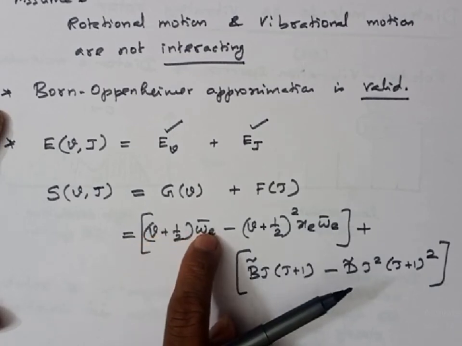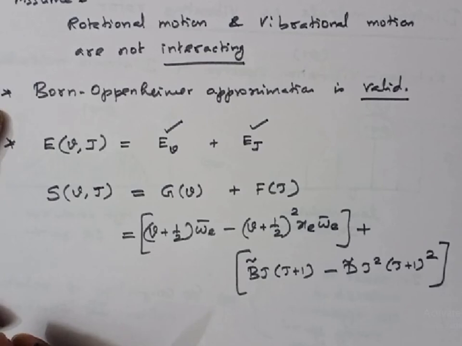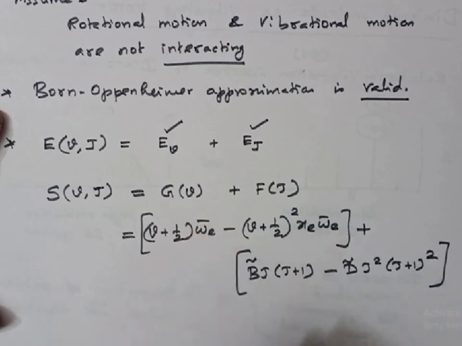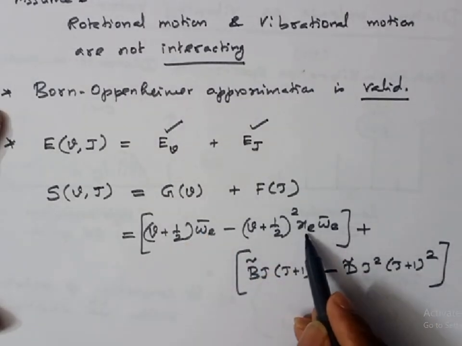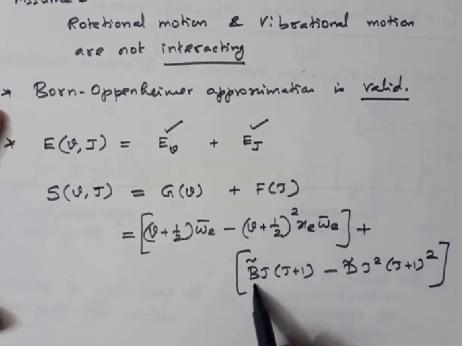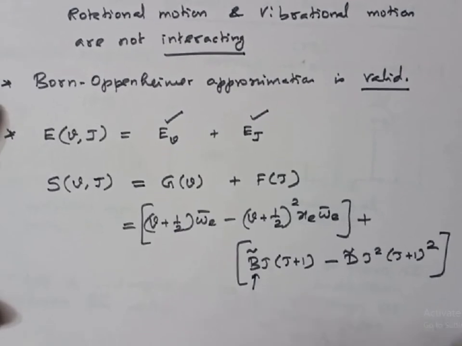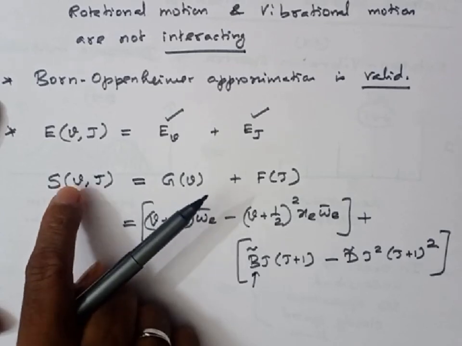ω̄e is the equilibrium vibrational frequency. I have told you, this frequency is very well suitable if the vibration exists in lower levels. Under low vibration levels, the equilibrium vibrational frequency and the actual vibrational frequency are close. What you have to remember here is that this is the equilibrium vibrational frequency, that's all. xe is the anharmonicity constant. B, you know very well, is the rotational constant of the molecule. And D is the centrifugal distortion constant. This is the actual expression for total energy of vibrating rotor in wave number unit.